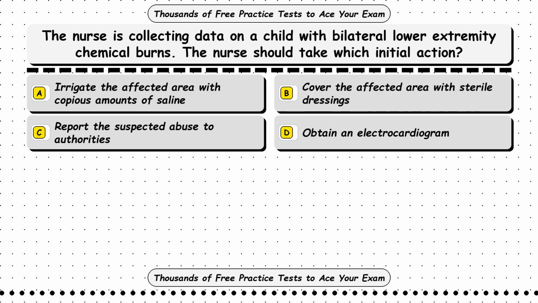Question 46. The nurse is collecting data on a child with bilateral lower extremity chemical burns. The nurse should take which initial action? Option A, irrigate the affected area with copious amounts of saline. Option B, cover the affected area with sterile dressings. Option C, report the suspected abuse to authorities. Option D, obtain an electrocardiogram.